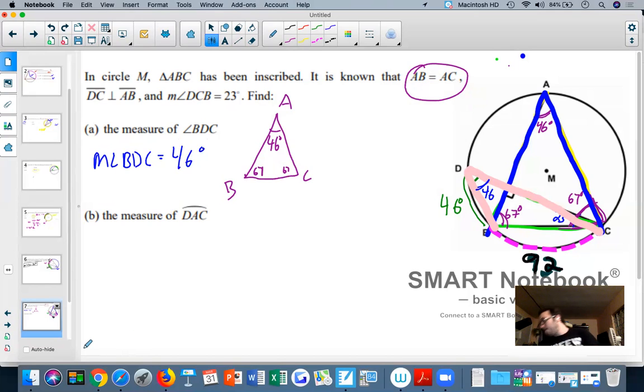Okay? All right. Last part. We want DAC. So DAC is the following. My cat is playing with my computer charger. That's awesome. DAC.